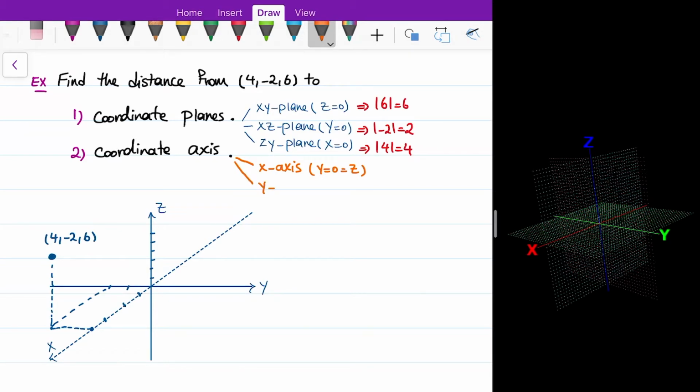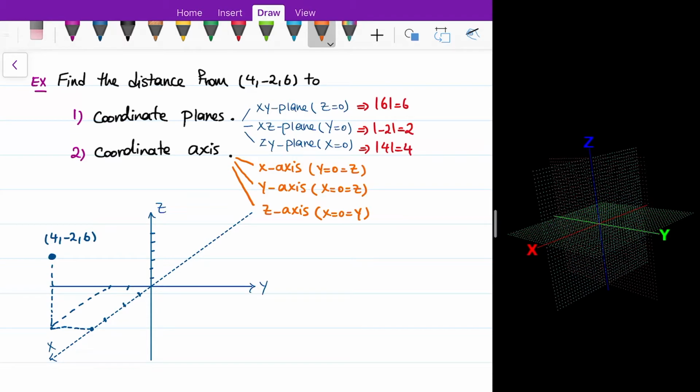On every point on the y-axis, which is the green line, x is 0 and also z is 0. So x is 0 and z is 0. And any point on the z-axis, the z-axis would be the blue line in here. The x and y coordinate of every point in here would be 0. So x is 0 and y is 0.